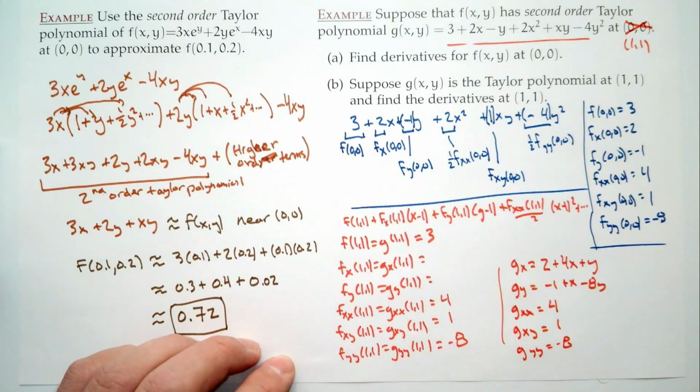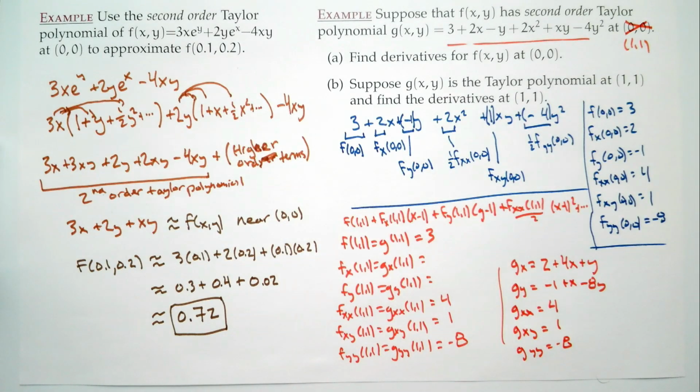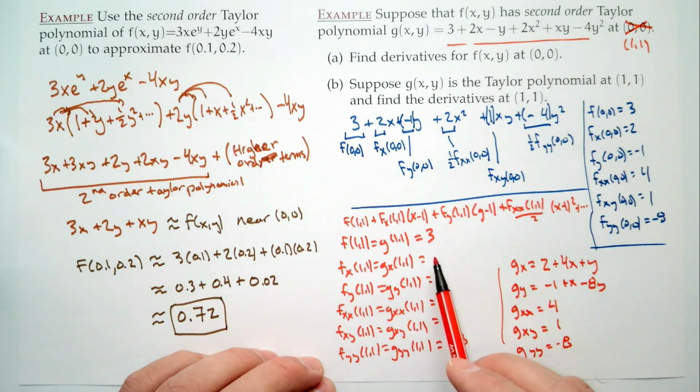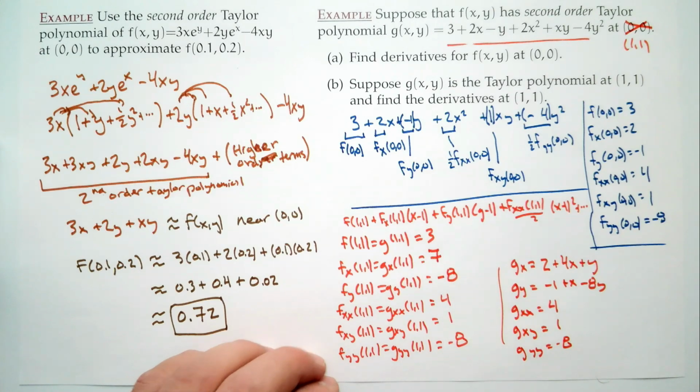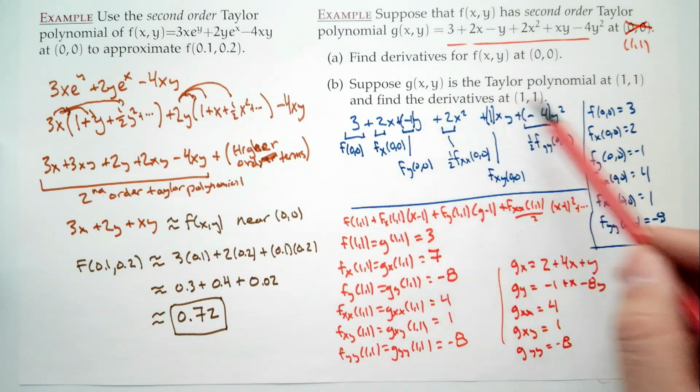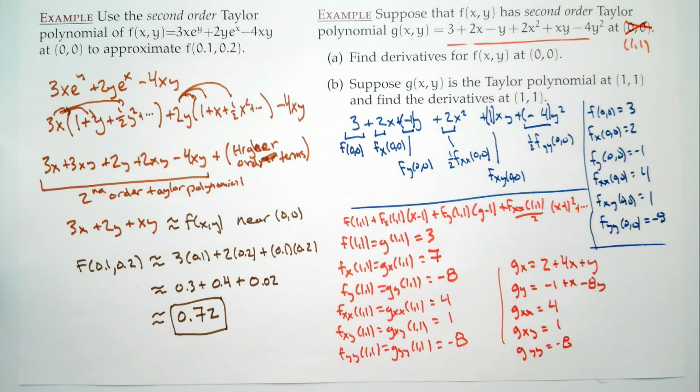That leaves us g_x at (1, 1) and g_y at (1, 1). Plug (1, 1) into g_x: 2 plus 4 gives 6, plus 1 gives 7. For g_y, minus 1 plus 1 is 0, minus 8 gives minus 8. If g of (x, y) was the Taylor polynomial at (1, 1), this would be the partial derivatives of the function at (1, 1). The idea is that the second order Taylor polynomial matches derivatives of the function up through second order.